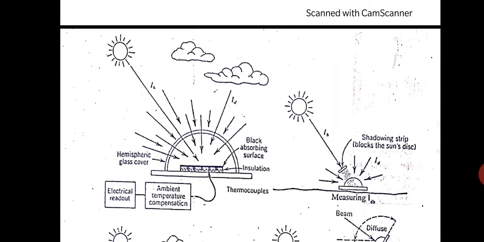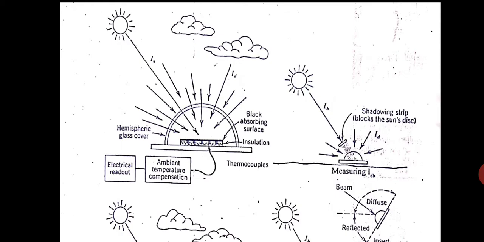So what happens when we keep it in the sun? You can see direct beam radiation is also falling, and the diffuse radiation is also falling on the black absorbing surface. So when I keep this pyranometer on the earth surface or any flat surface, I can measure the global radiation, which is the sum of direct radiation as well as diffuse radiation. Okay, and because the radiation is falling on the black absorbing plate, and the heat should not get lost, there is an insulation below the black absorbing plate.